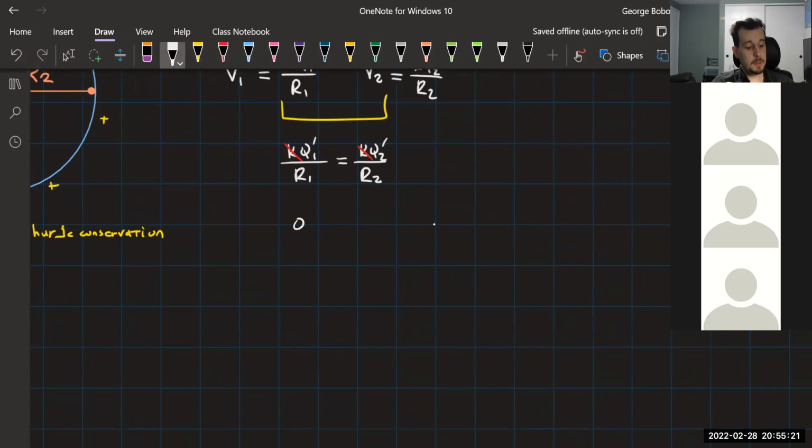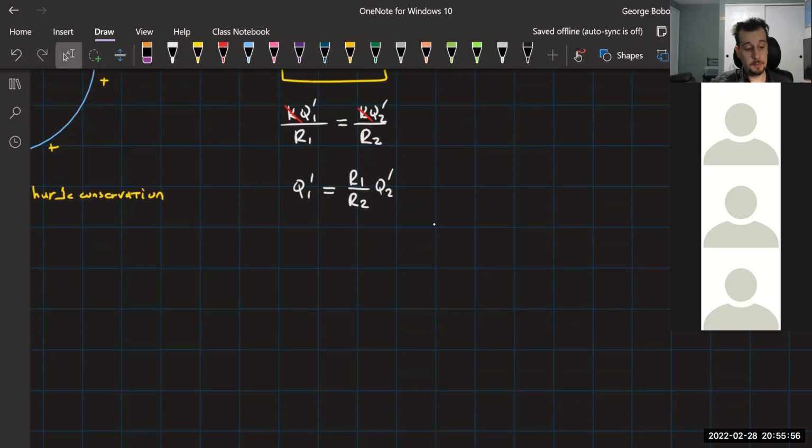And do you see that I have again a relationship for Q1? It's just going to be the ratio of the radii times Q2 prime. And this makes sense, right? If the actual spheres are the same size, each one is going to take an equal amount of charge, because each one is providing the same space for the charges to spread. But if one sphere is bigger than the other, it's going to take more charge in for the charges to maximally separate. It makes sense what we're seeing here.